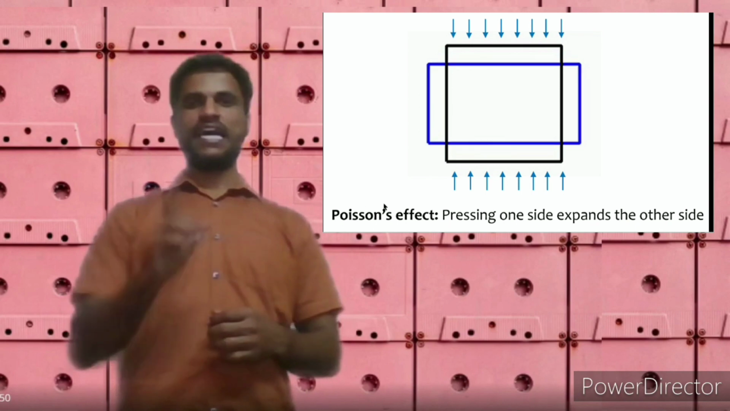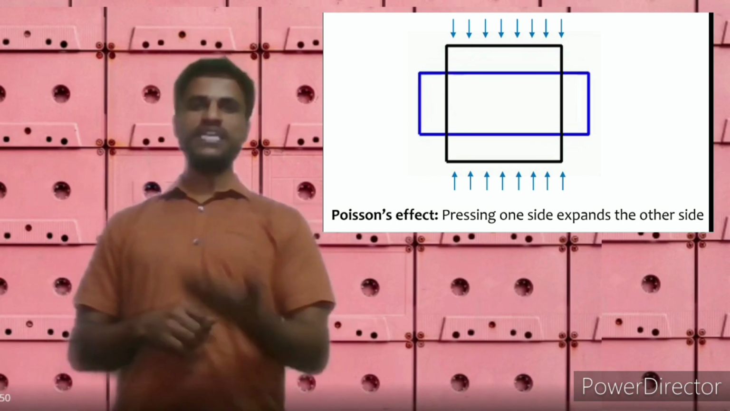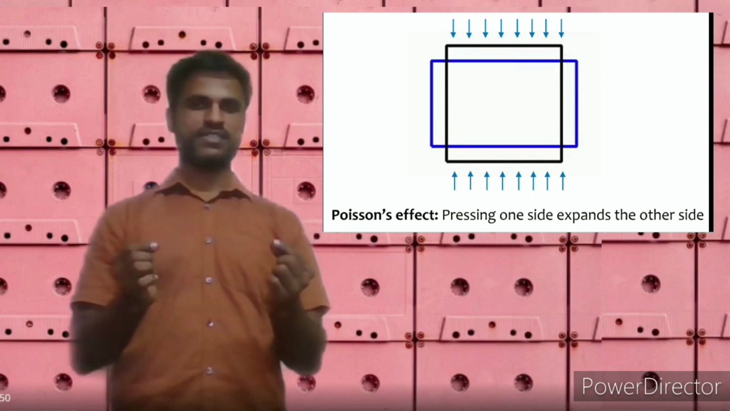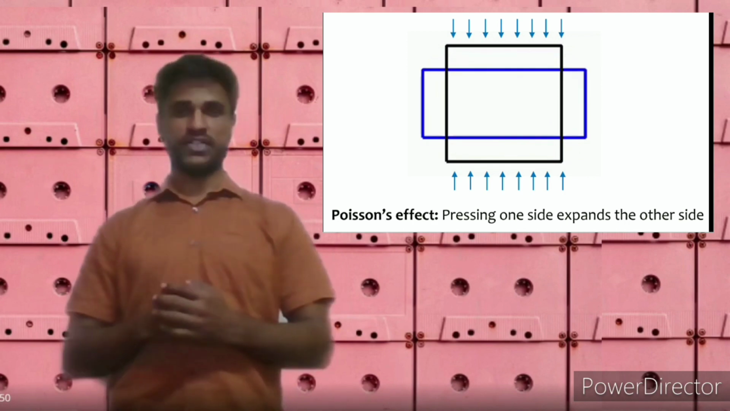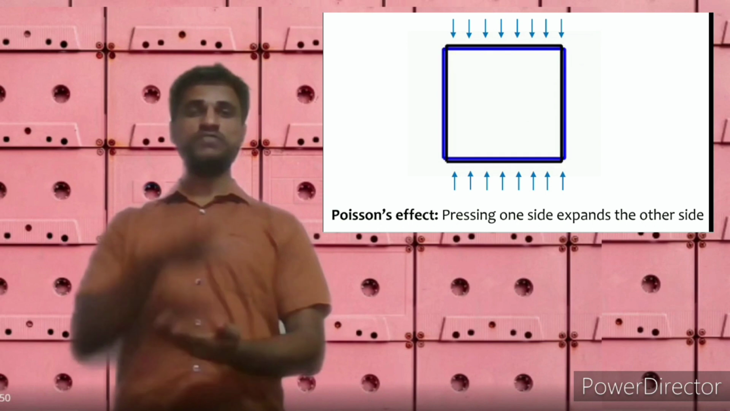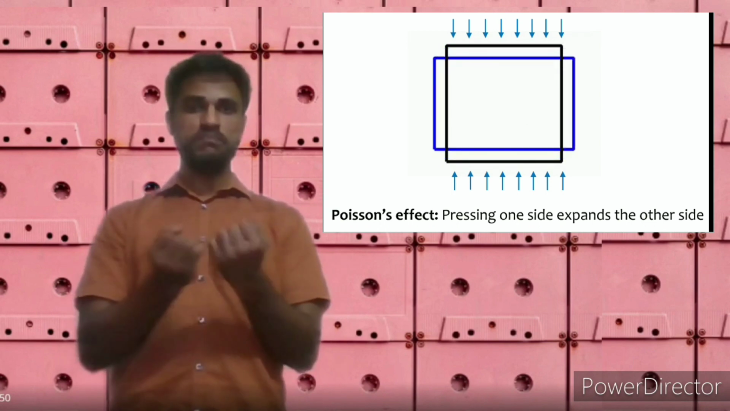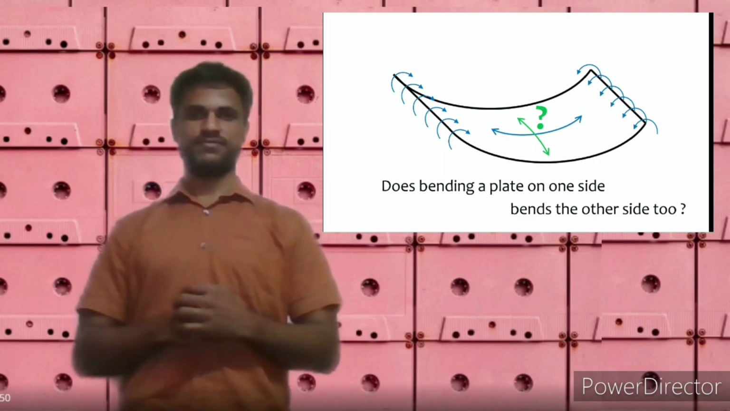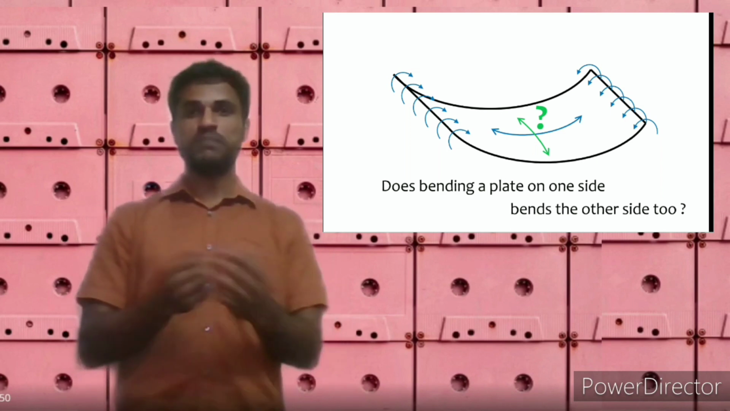Hi, I have a question for you. When we take a material and press it on one side, we observe that all other sides expand. Yes, the Poisson's effect. Can you tell me what happens if you don't press a material but instead bend it? Does it also curve in the other direction? The answer is yes. The same rule applies here.